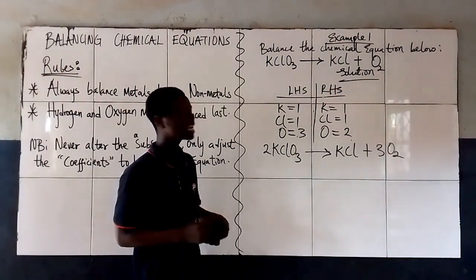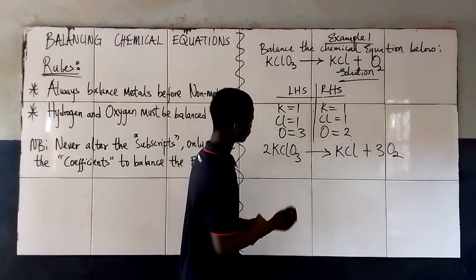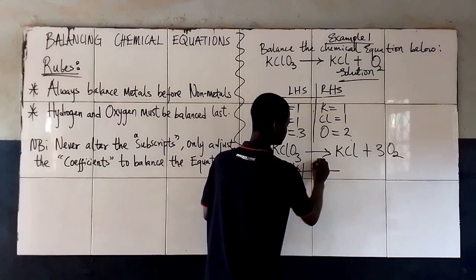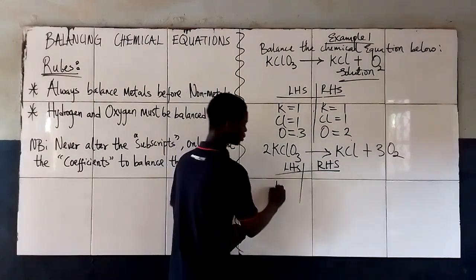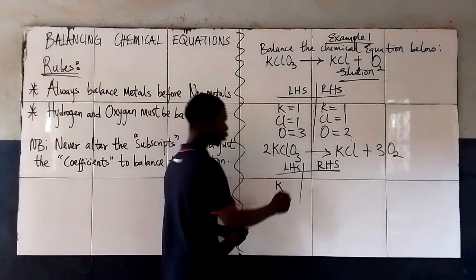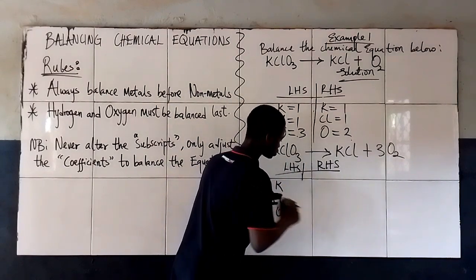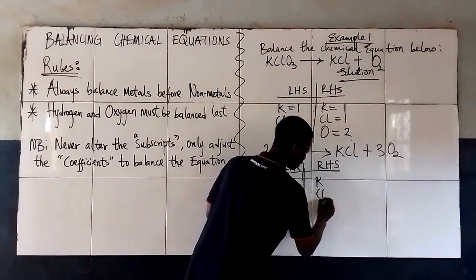Once you are here, you take another atomic count. Okay? Let's take another atomic count. Now this is the left hand side and this is the right hand side. Now watch out. Let's write the same order that we used here. We are not altering anything that much. We are using the same order. Now we also have K, Cl and O.